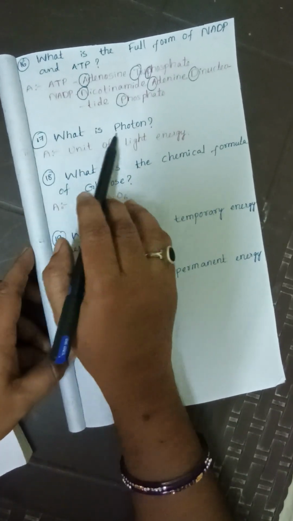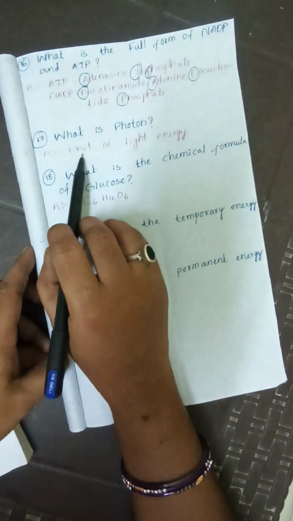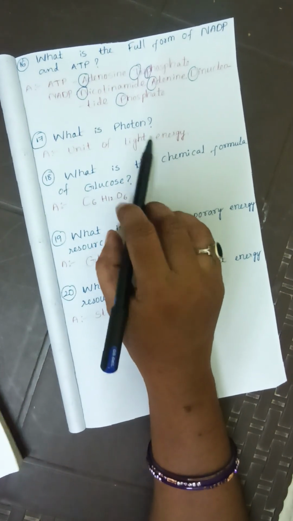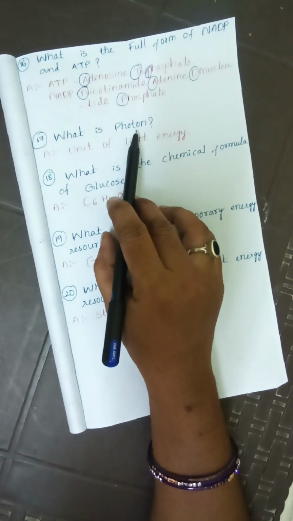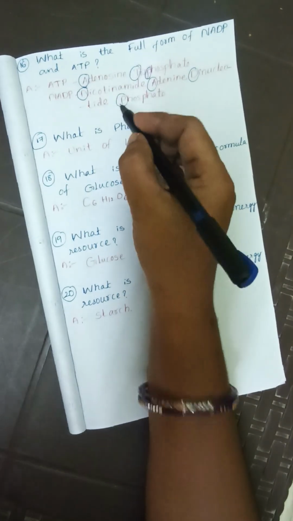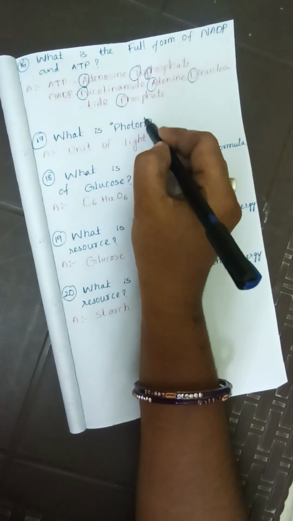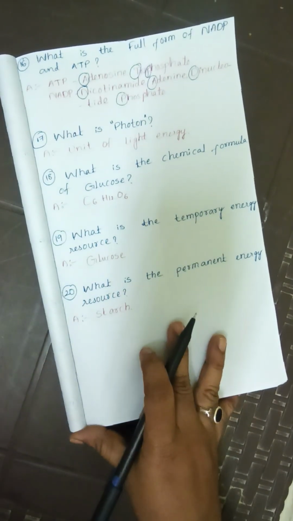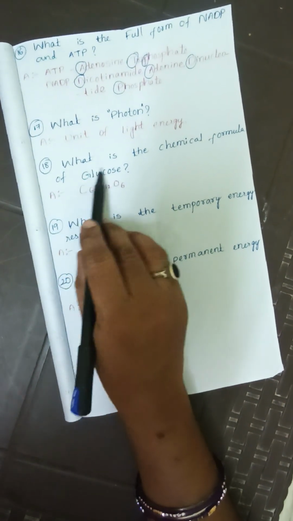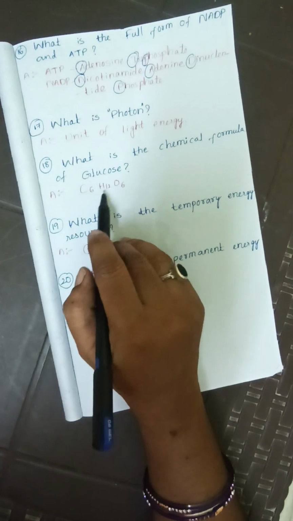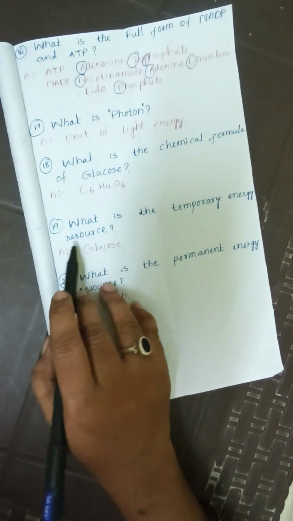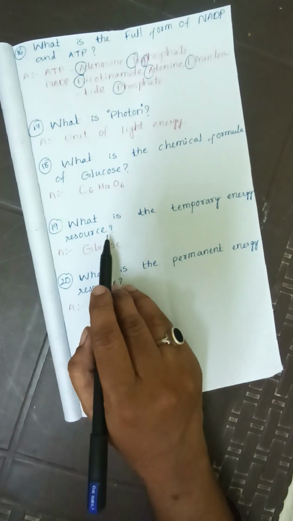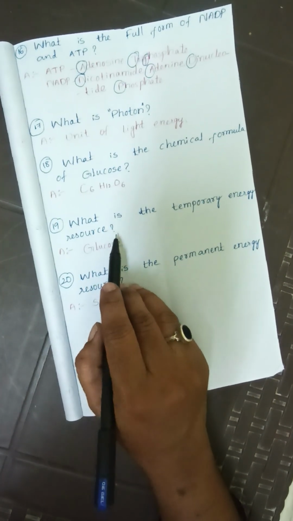The 17th question is, what is a photon? A photon is a unit of light energy. The light energy is captured in the form of photons in the light dependent reactions. So the meaning of photon here is the unit of light energy. The 18th question is, what is the chemical formula of glucose? C6H12O6.